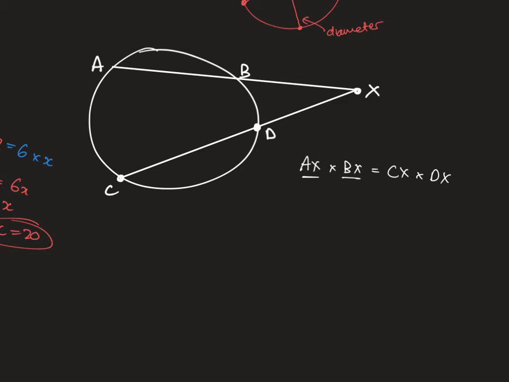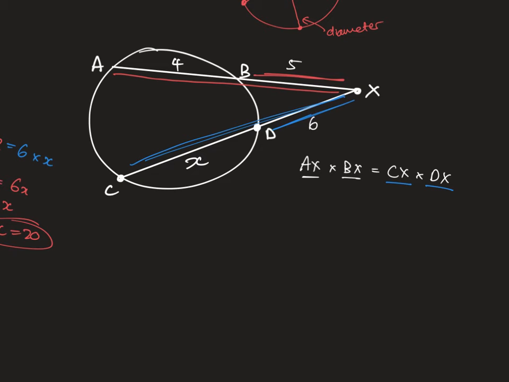So this is this entire length here times this small length here will equal the entire length here times this small length there, which are these two here. So imagine we knew that this length here was, say, 5, and this length 6, this one here 4, and this one could be x.